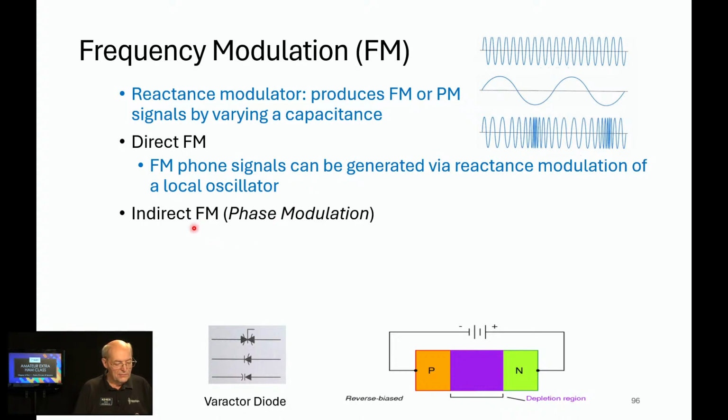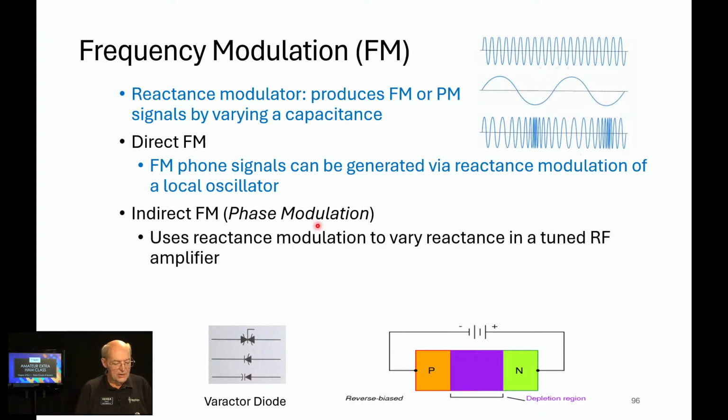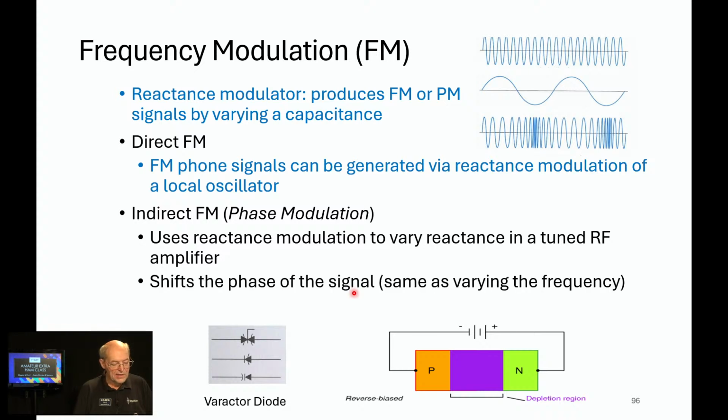Indirect FM, which is also called phase modulation, uses a reactance modulation to vary reactance in a tuned RF amplifier. So how does that work? It's going to shift the phase of the signal, and shifting the phase of the signal is actually the same as varying the frequency. That's why phase modulation and FM kind of all fit into the same bucket.